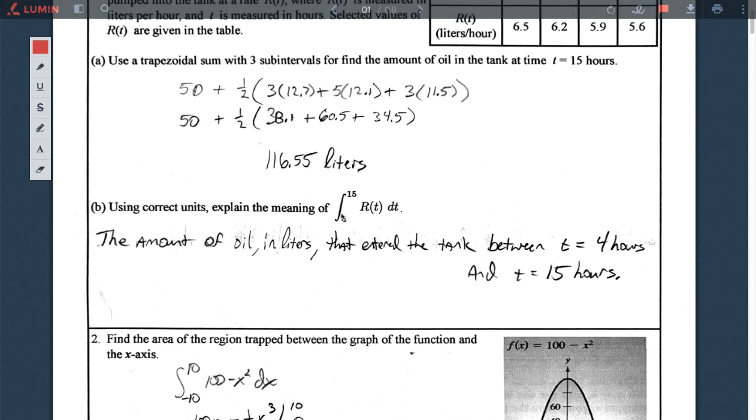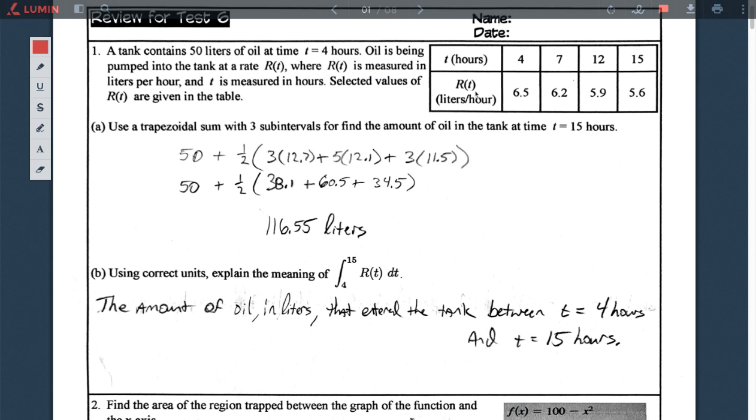Using correct units, explain the meaning of this. So if I'm integrating, that means I need to multiply by units. So if I multiply these two, I'm only going to end up with liters. In this problem, what we're talking about with liters is oil. And it says oil is being pumped into the tank. So this means we're talking about the amount of oil in liters that was pumped into the tank or entered the tank between t equals 4 hours and 15 hours. Make sure you have the units here, and then make sure you have the units here. There's always going to be 2 sets of units. Make sure you always have the units in there.